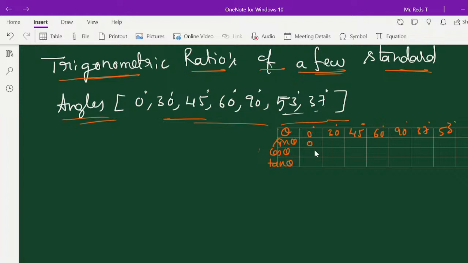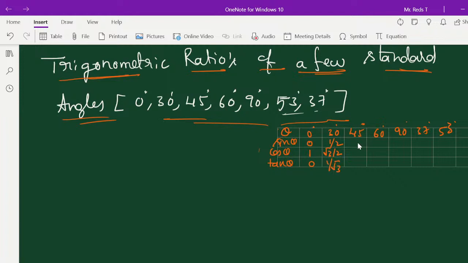First, 0. Sine 0 is 0. You have to remember these values. Cos 0 is 1. Tan 0 is 0, because tan theta equals sin theta by cos theta, 0 by 1 is 0. Then sine 30 is 1 by 2. Cos 30 is root 3 by 2. Tan 30 is sin theta by cos theta, that is 1 by 2 divided by root 3 by 2. The 2s cancel, you get 1 by root 3.